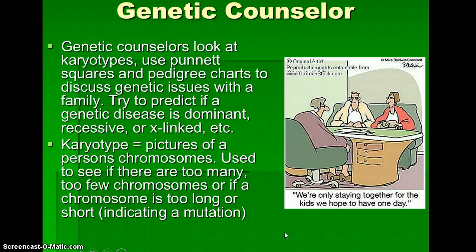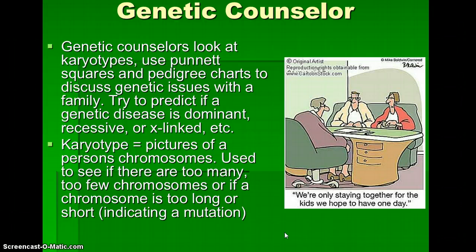Okay, so we just got done talking about all kinds of mutations. Mutations change genes, which change amino acids, which change proteins, which causes people to have genetic disorders. A lot of times people with genetic disorders, or family members who have a genetic disorder, or if they think they do, will end up going to see a genetic counselor.